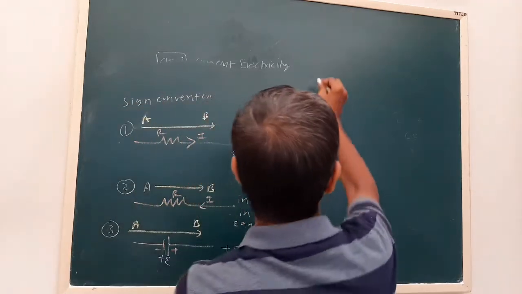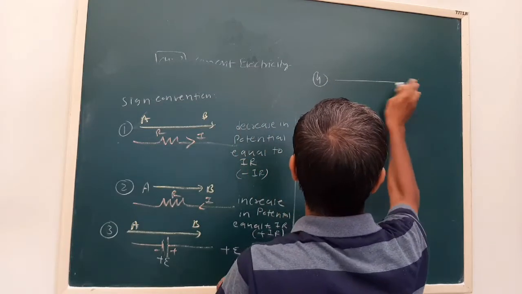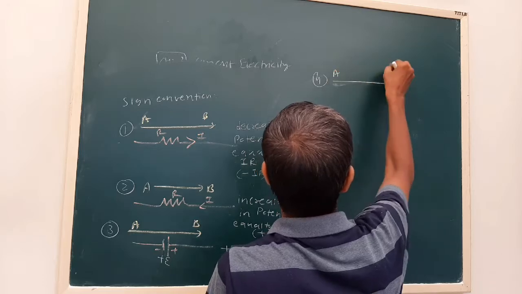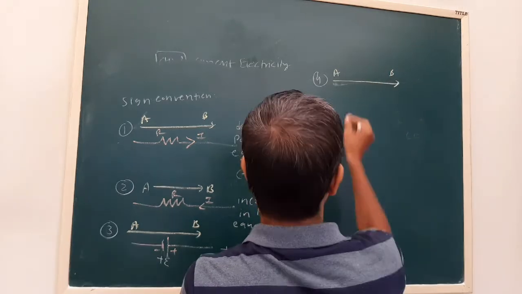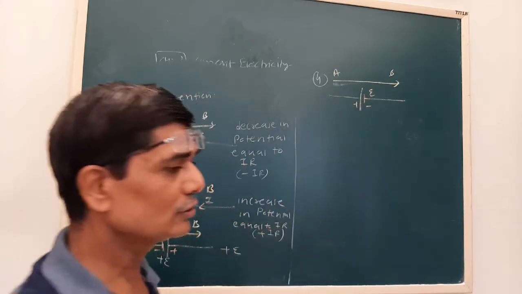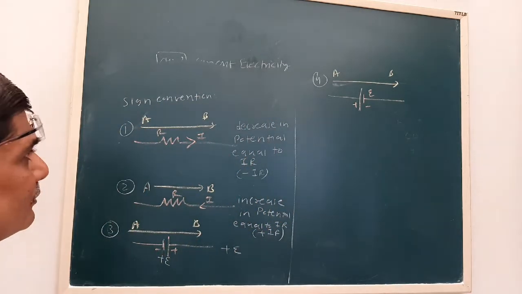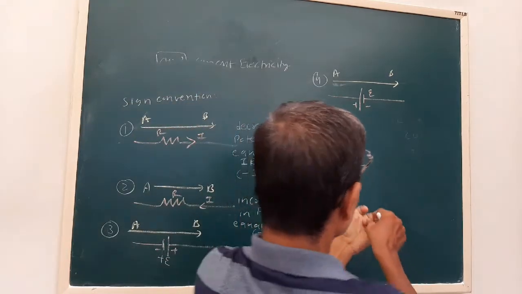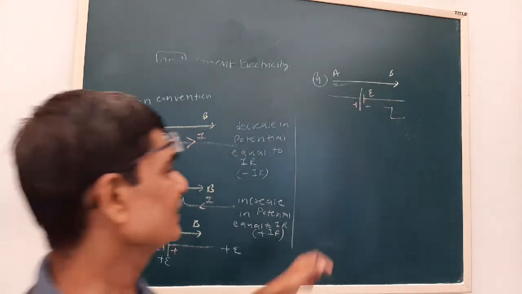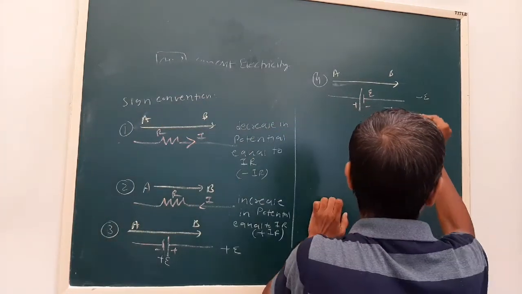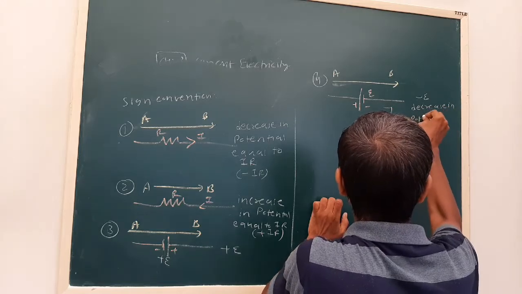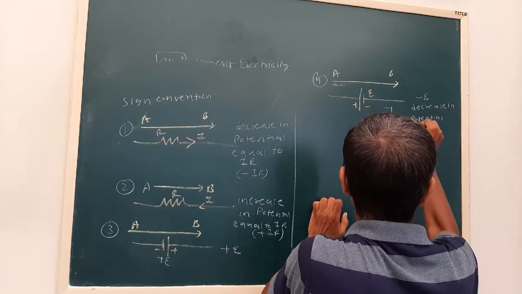Now in the fourth one, okay. Now see, during our journey, when we move from positive to negative of the cell, let us say we are moving step down. In that case, we have to take minus E, decrease in potential equal to E.